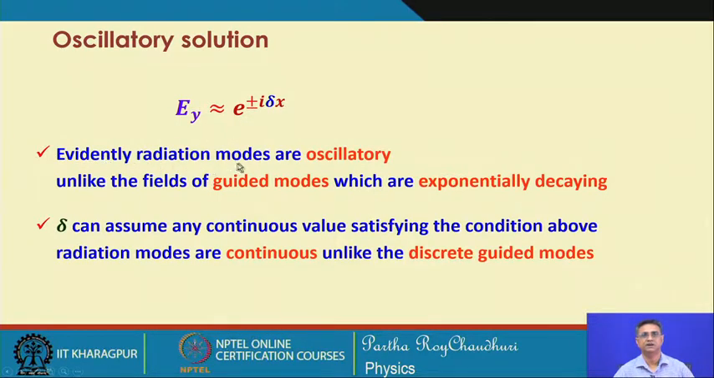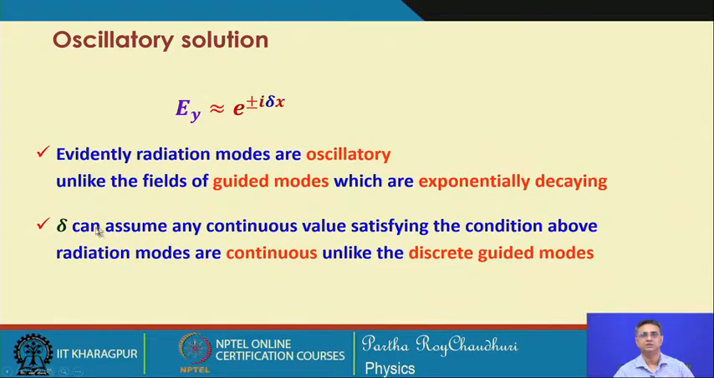That means evidently these modes are oscillatory. For a mode to be guided, the condition is that it should be an oscillatory function in the core, but an exponentially, evanescently decaying function in the cladding. But it is seen from this condition that if n effective is less than n 2, then the fields are oscillatory even in the cladding region, which is different from the guided modes, which are exponentially decaying.